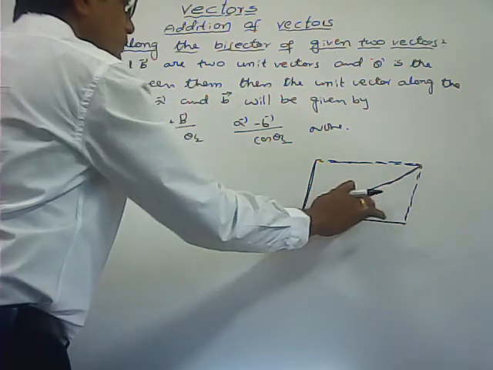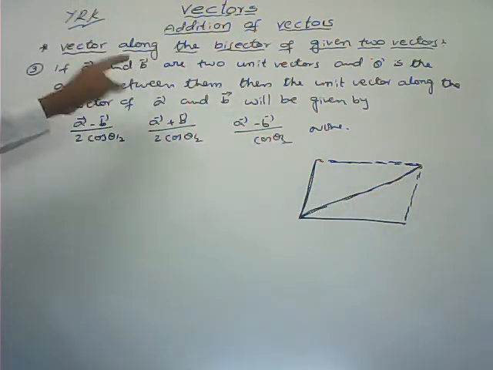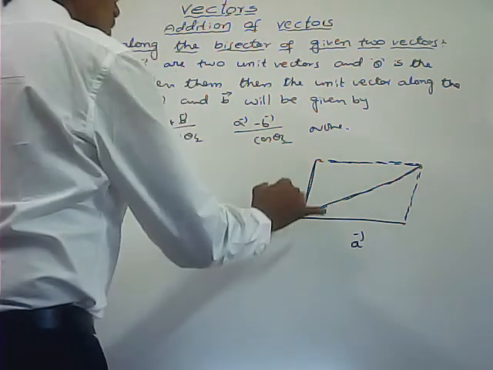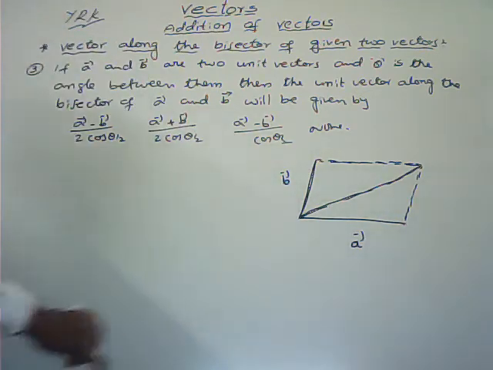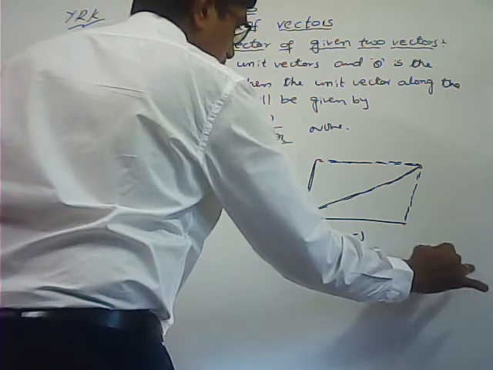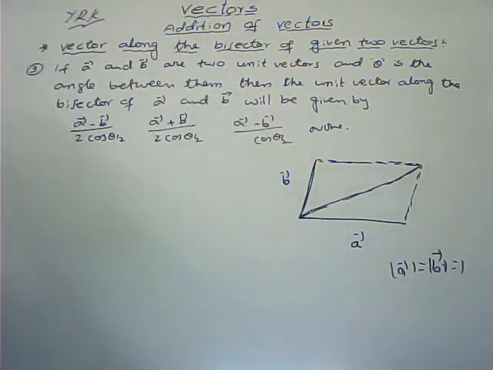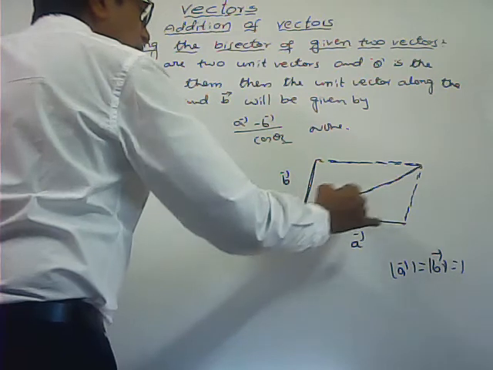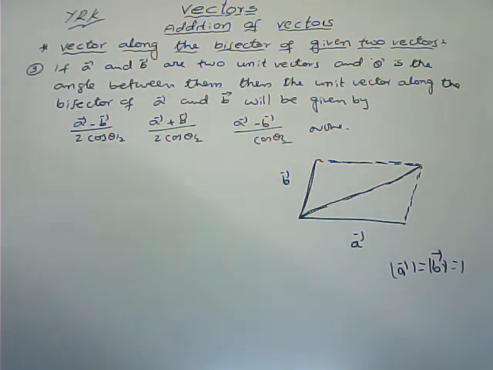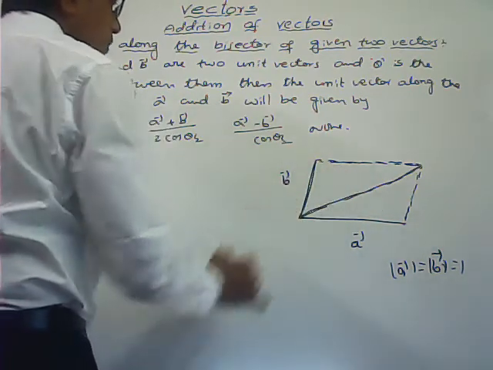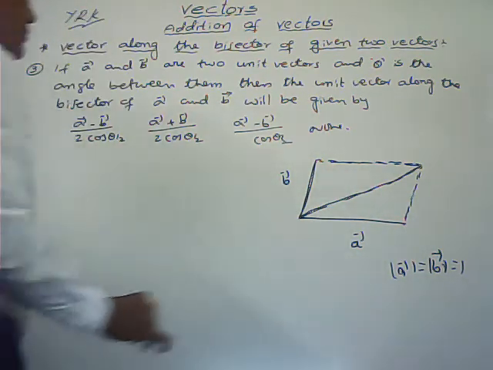And here what is given? A bar, B bar are two unit vectors. This is a unit vector. This is also a unit vector. Here modulus of A bar is equal to modulus of B bar is equal to 1. Why? Because it is already given A bar, B bar are two unit vectors, so its modulus will be equal to 1. Then this is a rhombus. Why? Because both the adjacent sides are equal, and this is the angular bisector, so that one becomes a rhombus.